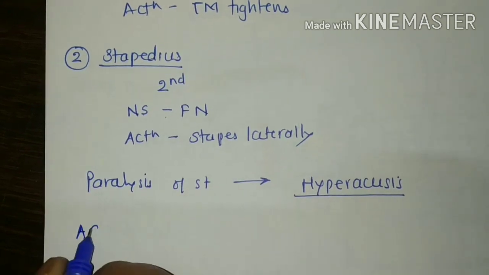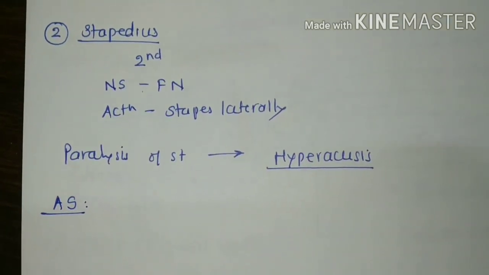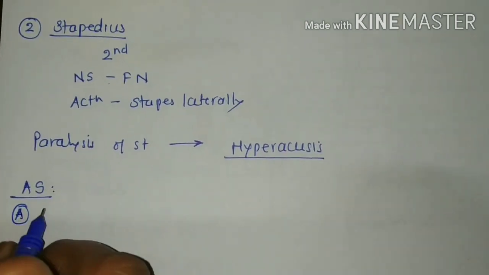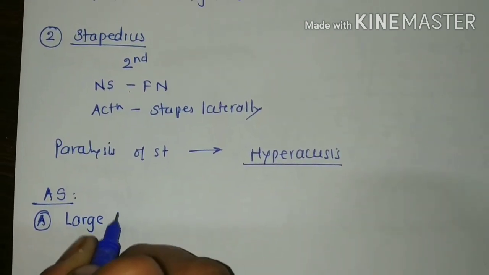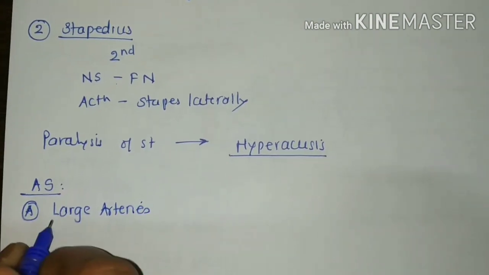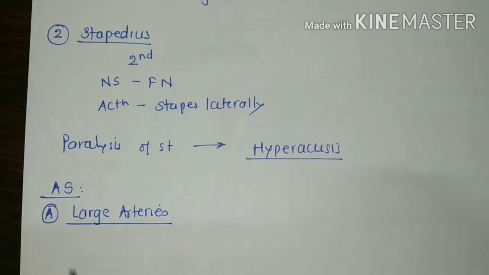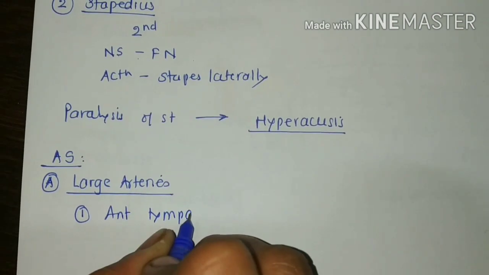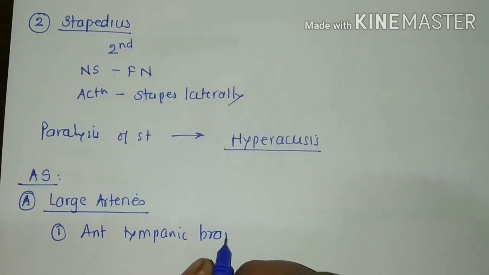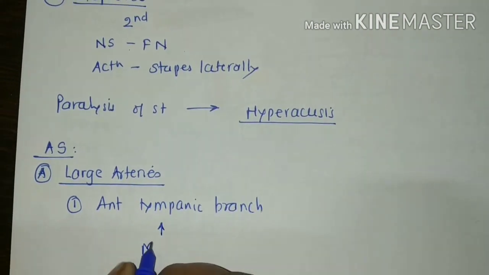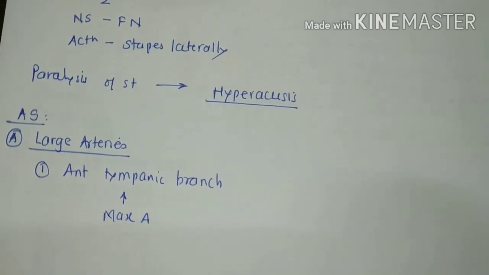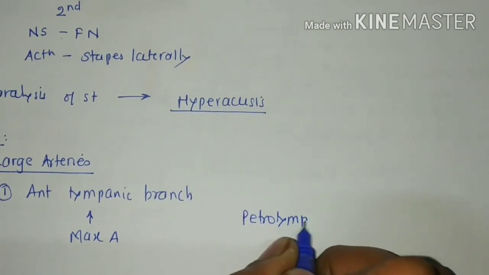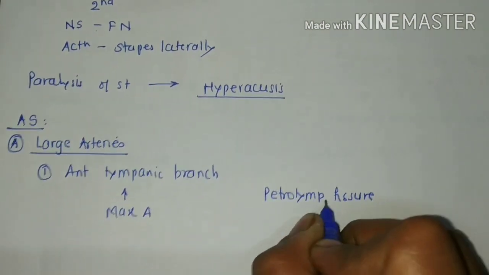Now coming to the arterial supply of the middle ear. The middle ear is supplied by some large arteries and some small arteries. First we will go to the large arteries responsible for supplying the middle ear. There is the anterior tympanic branch. It comes from the maxillary artery and it enters the middle ear through the petrotympanic fissure. Clear?